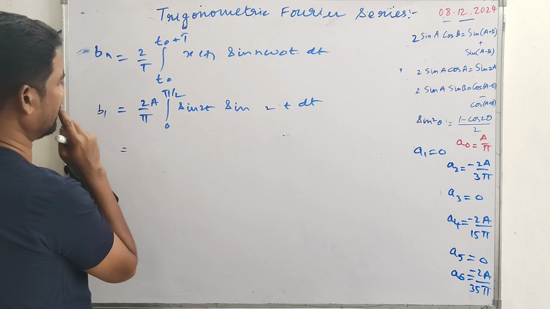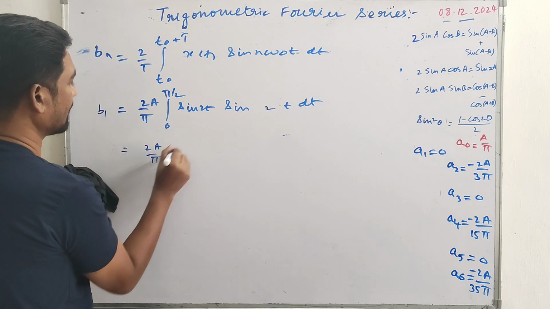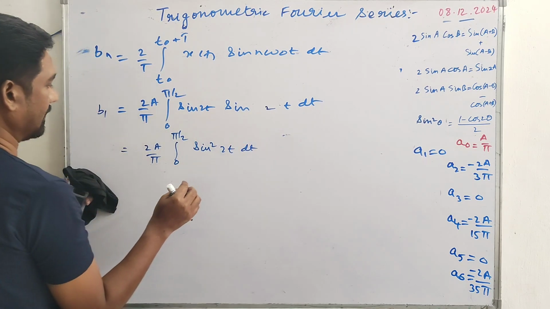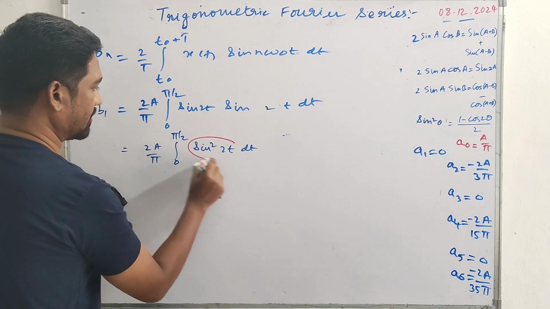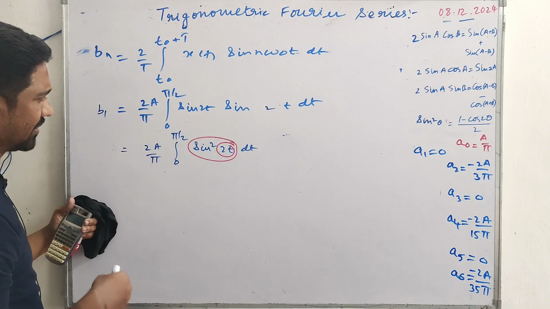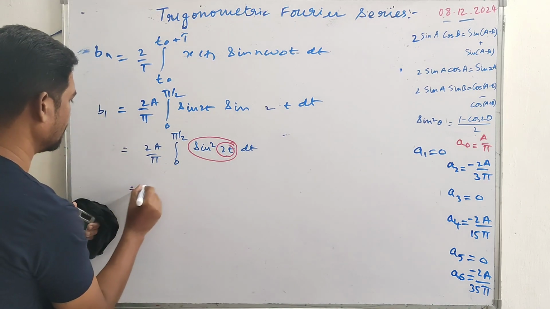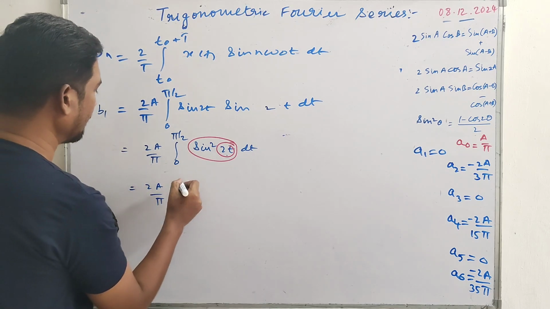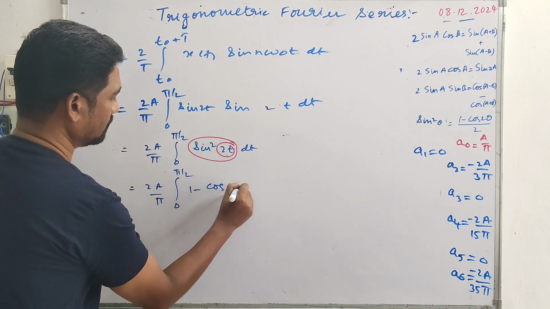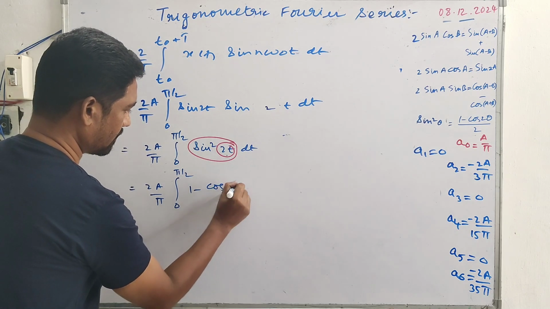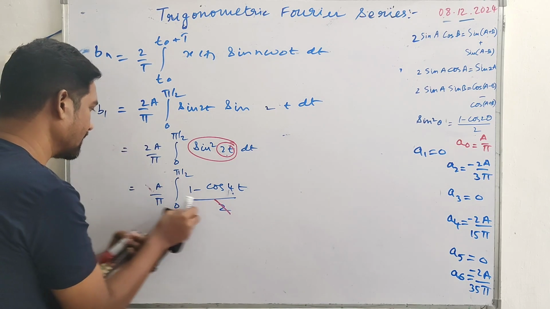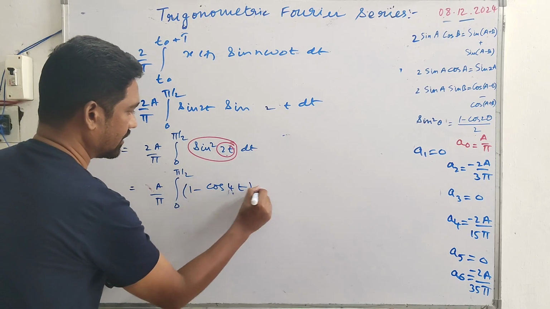So here, what do we have? We have 2a by pi integral 0 to pi by 2 sine square 2t dt. If you watch carefully, we have a trigonometric identity over here. Sine square theta is 1 minus cos 2 theta by 2, isn't it? And our theta is this one. So 2a by pi integral 0 to pi by 2, 1 minus cos 4t by 2, and here this 2 and this 2 get cancelled, and so we don't have this anymore, and dt for this one.